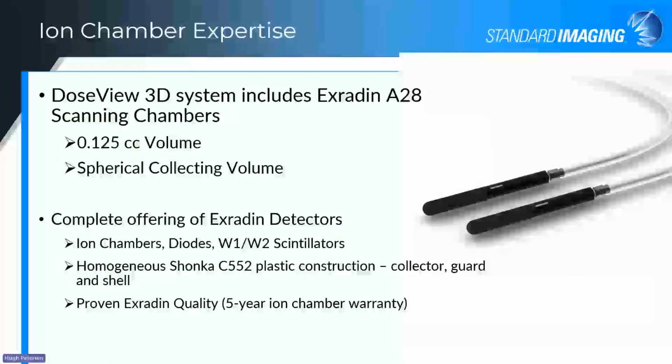I mentioned our ion chambers. Another thing along with electrometers, we've got a long storied history with ion chambers. And the ion chambers that are included with the DOSU are no different. That's, as I mentioned, our X-ray 828 scanning chambers, which is a typical 0.125 cc scanning volume. It's actually a spherical scanning volume. So whether you're scanning in cross-plane or in-plane, you're going to get very similar, very equivalent results.